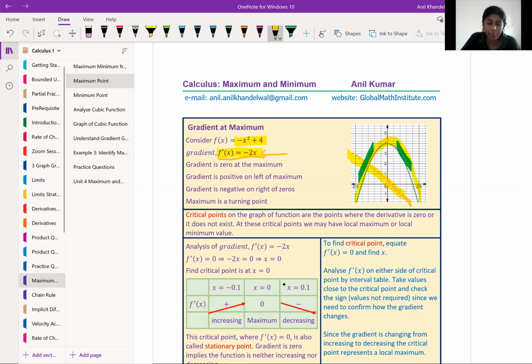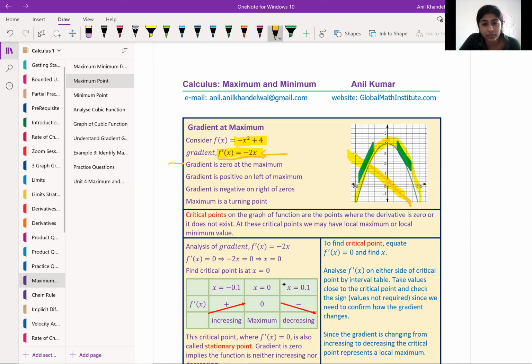These are very critical points. So I've clearly mentioned each and everything absolutely clearly. So, Amy, I would like you to read from here onwards. So, gradient is 0 at the maximum. Gradient is positive on the left of the maximum. Gradient is negative on the right of the maximum. And maximum is a turning point. Yes. So the maximum is the turning point, right?